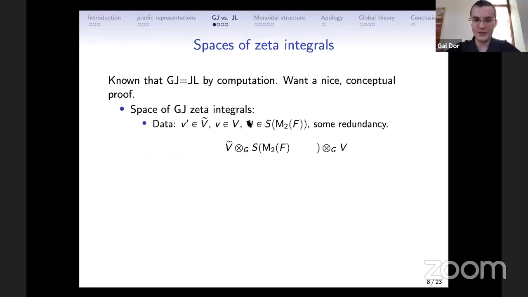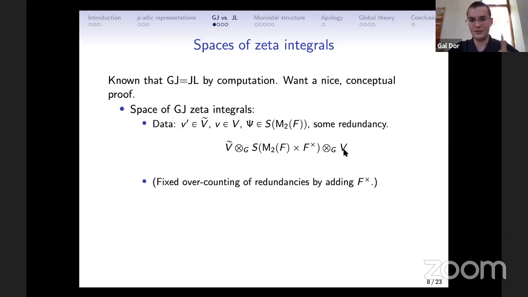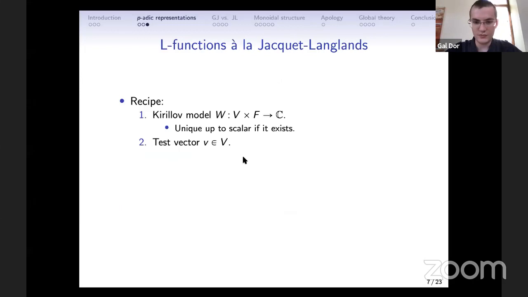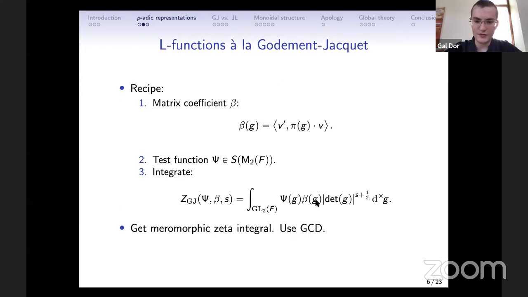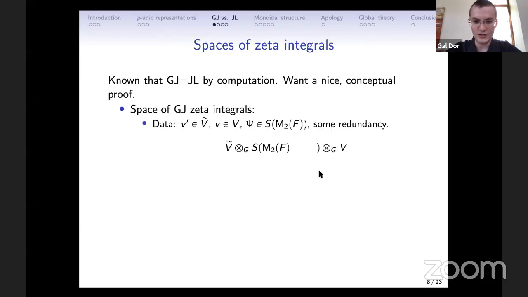So, as I said, the data for the Godement-Jacquet L functions is something in the tensor product over G of V times the space of test functions times V tilde. But there's a very big if here, something that needs to be mentioned, which is that there's actually an overcounting, a redundancy here. Because if we go back a bit, when we integrated psi and beta, if we translate both psi and beta, this isn't actually equivalent to doing nothing because the determinant pops out. So we're only allowed to move copies of G from V into the test function and from V tilde into the test function if the product of their determinants is 1.